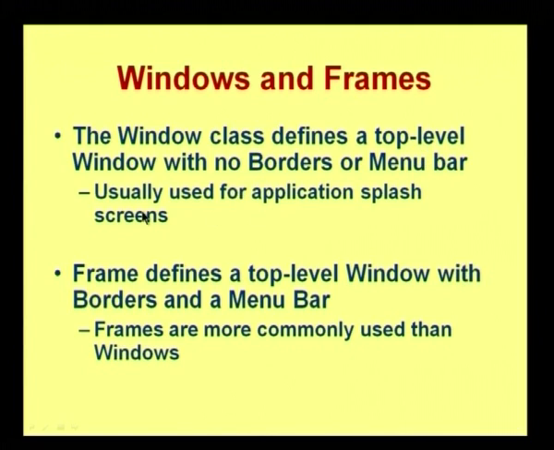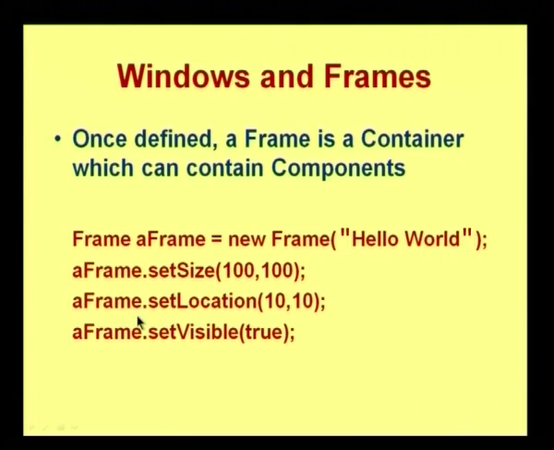We see that windows and frames. Window class defines a top level window with no border or menu bar, usually used for application splash screens. Frame defines a top level window with borders and menu bar. Frames are most commonly used than windows. Window does not hold a menu bar or any border. It means that it is a blank window, whereas you cannot load that window without the help of any container. So, window needs a container. Whenever I create a window, I need to create it as a frame or I need to create it as a dialog. So, dialog and frame are types of window.